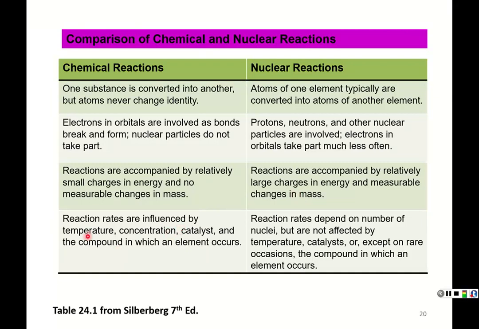Chemical reaction rates are influenced by temperature, concentration, catalysts, and the compound in which the element occurs. Reaction rates of nuclear reactions depend on the number of nuclei, but are not affected by temperature, by catalysts, or, except on rare occasions, the compound in which an element occurs. Okay, but you can really think, in this class, that they don't depend on the same things that chemical reactions depend on.